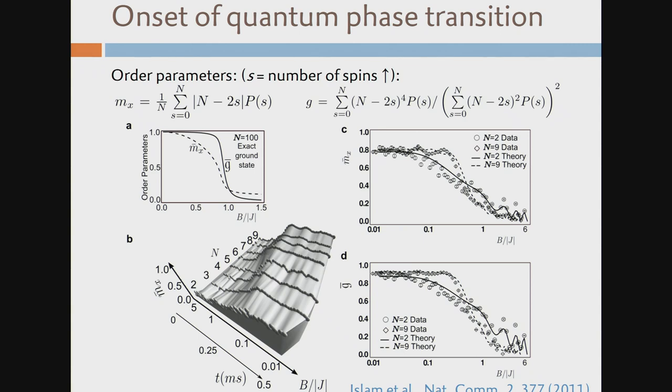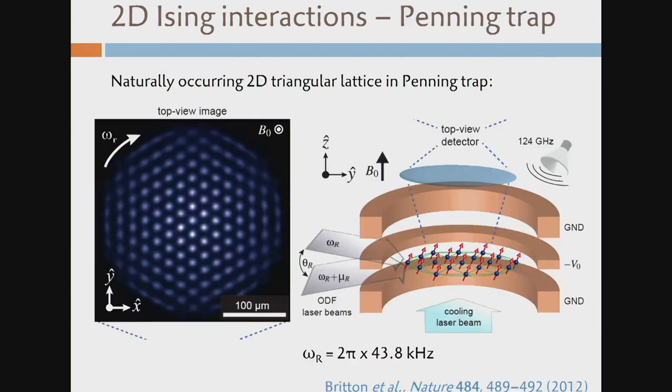And you see indeed that as you reduce the value of this final magnetic field, both in the magnetization and in this correlation function, the system becomes more ordered, so the value of this order parameter increases, and also the transition becomes sharper for larger system sizes. Here, they are comparing 2 ions versus 9 ions. So that's all I want to say about this experiment, which I think was one of the first to study such spin models with trapped ions.